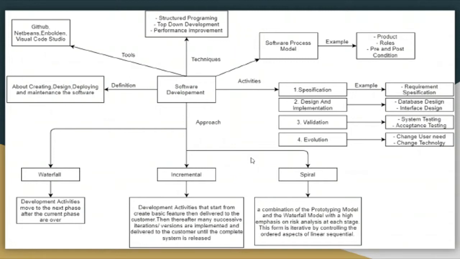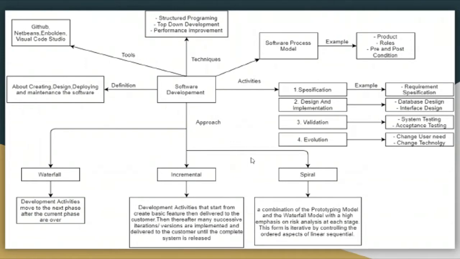Waterfall approaches. Development activities move to the next phase after the current phase is over, which means development activities are performed in order with possibly minor overlap but with little or no iteration between activities. The software development activities move to the next phase only after the activities in the current phase are over.